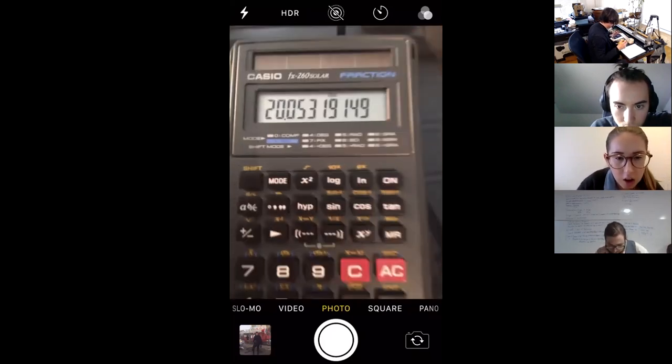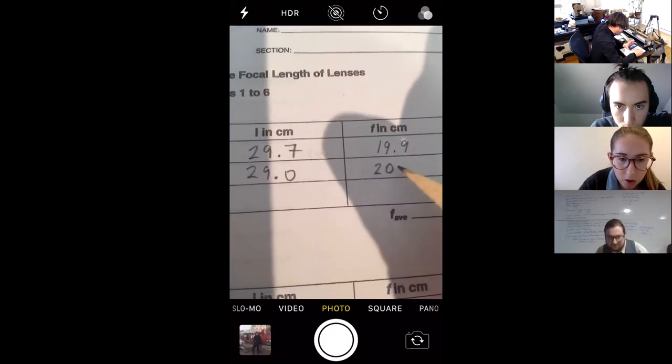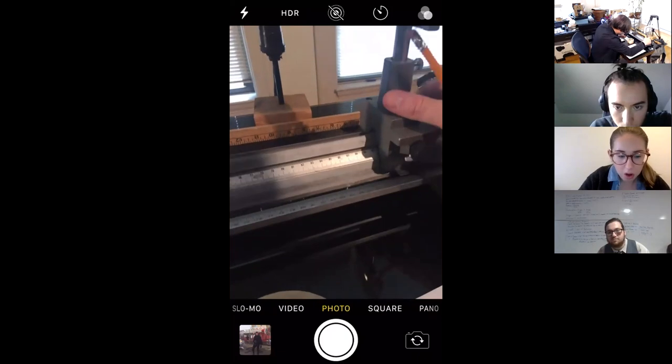Sixty-five times twenty-nine divided by sixty-five plus twenty-nine is 20.1, if we round to three sig figs. Okay, now we'll do a third trial to try to get the best average possible.